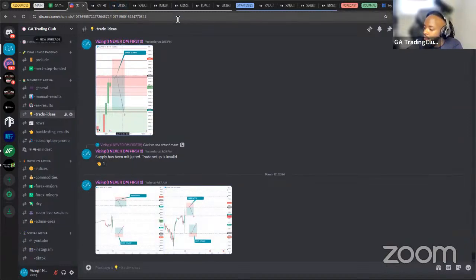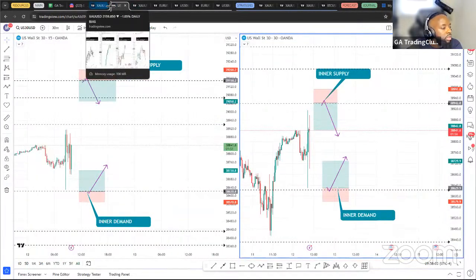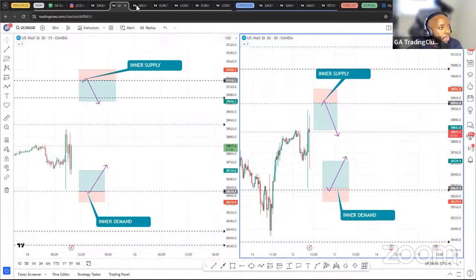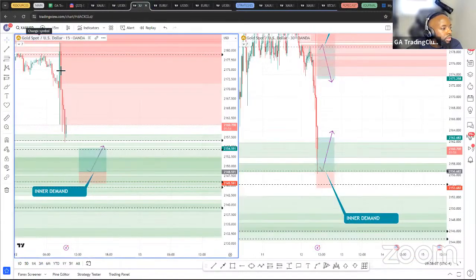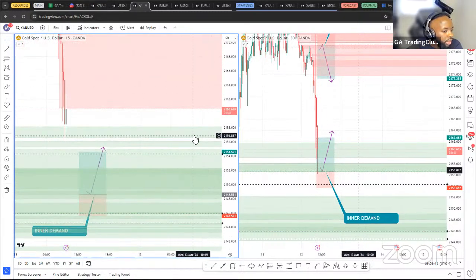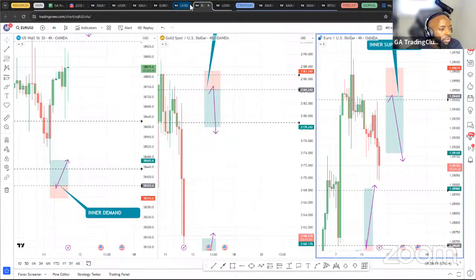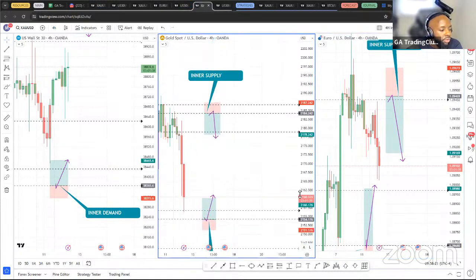That alert was for US 30 or gold. Let's see. Yeah, the alert was for gold. So there's nothing here unless this is like a high time frame alert. I don't see any alert here for gold on these time frames.